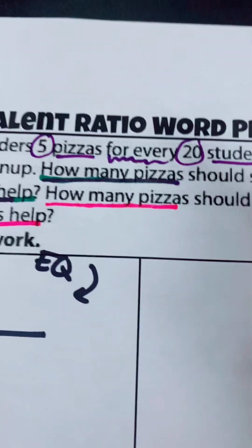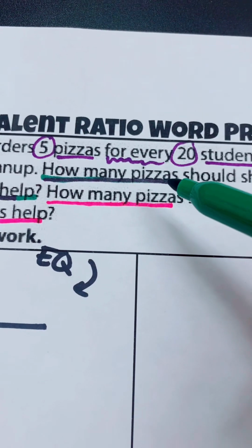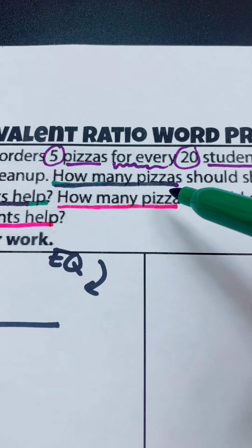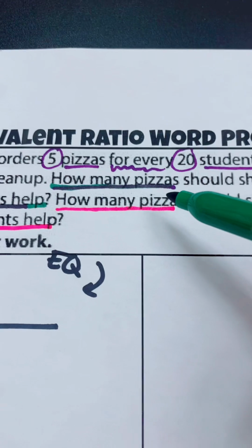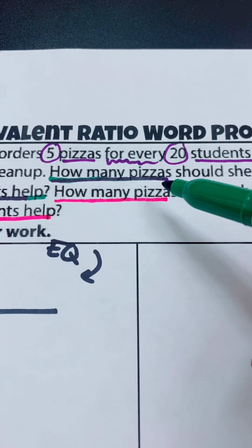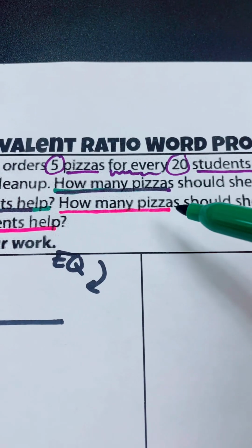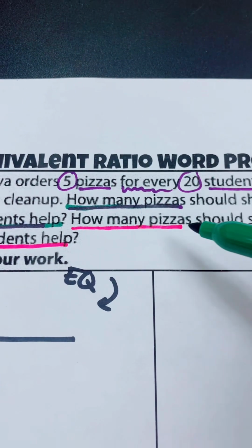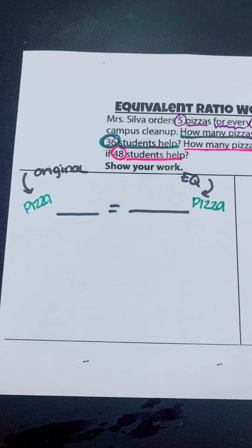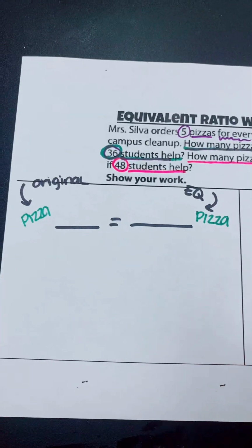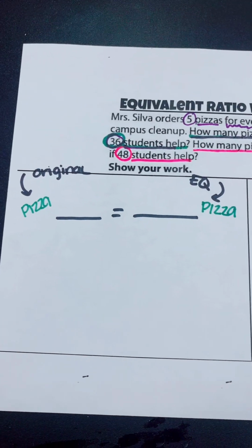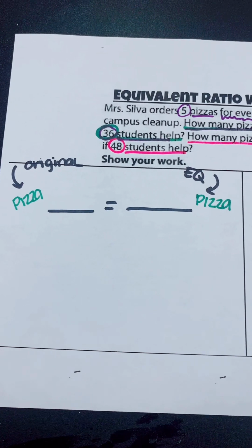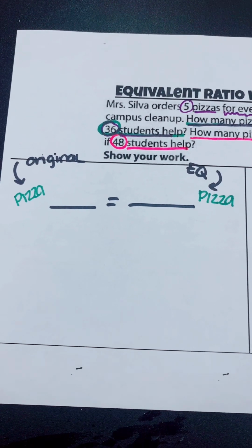I see that they're asking for how many pizzas. That means I need to have pizzas as one of my labels in my proportion. I like to label my numbers in my proportions so that I know what numbers from my ratio I need. So I know I'm going to need pizzas. So I'm going to label both sides of my proportion in my numerator as pizza. So eventually I'm going to fill in those numbers as the pizza numbers from my ratio.